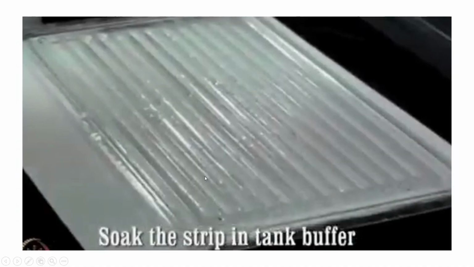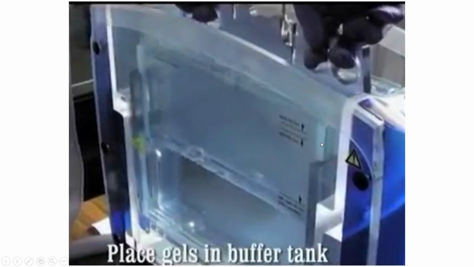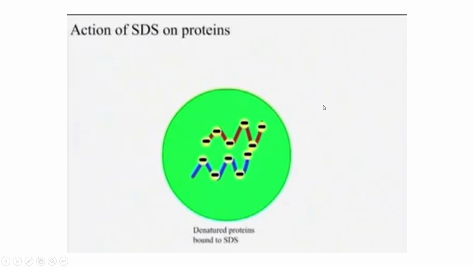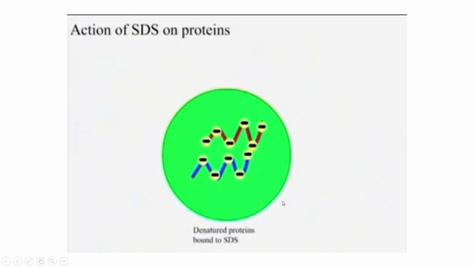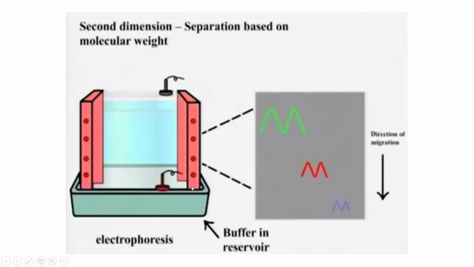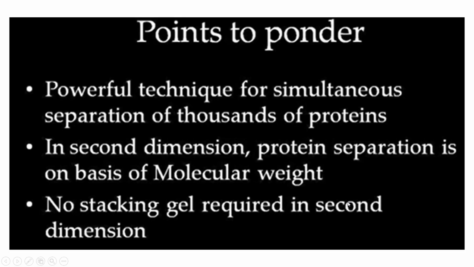If you have gone through the lectures, it would be easier for you all to understand. This is the IPG strip. You are loading your sample here, and that's how separation happens. Then the same thing, you can add it into the buffer tank. This is how huge the buffer tank looks like. What happens when you add SDS? It is giving negative charge to the protein. And when you are running the sample on SDS-PAGE in the second dimension, it runs on the basis of molecular weight, etc.